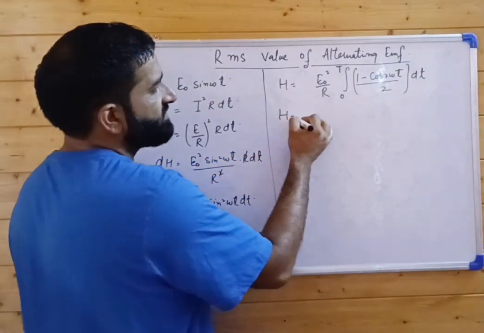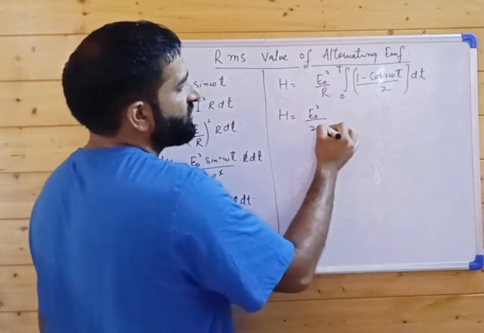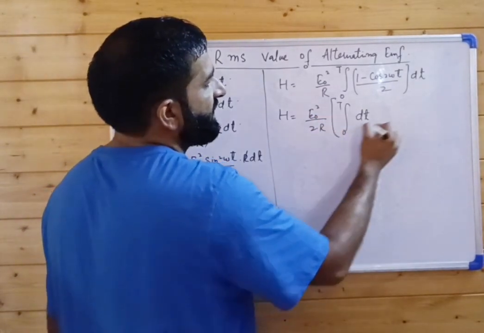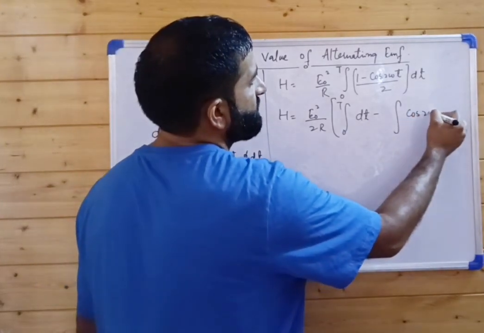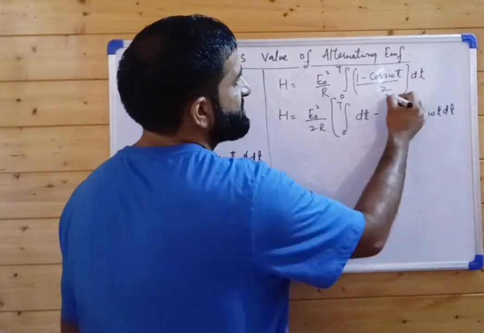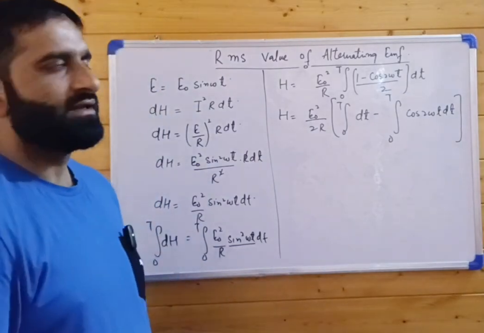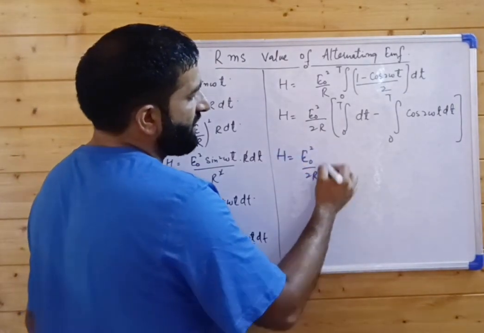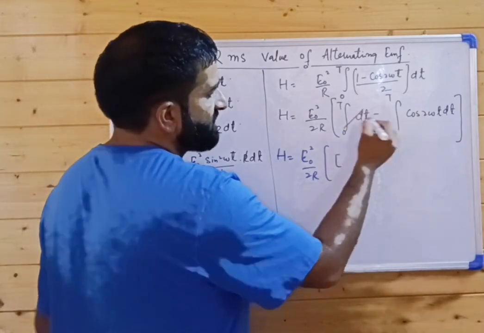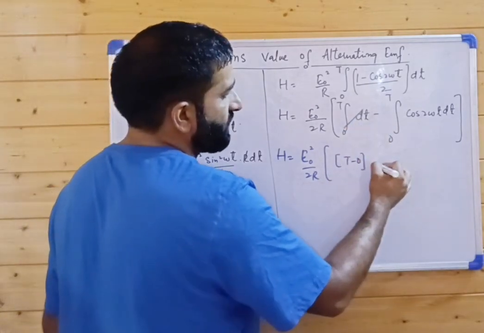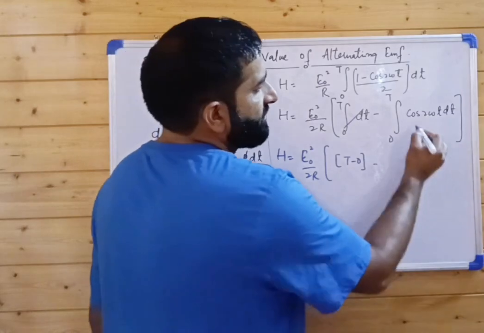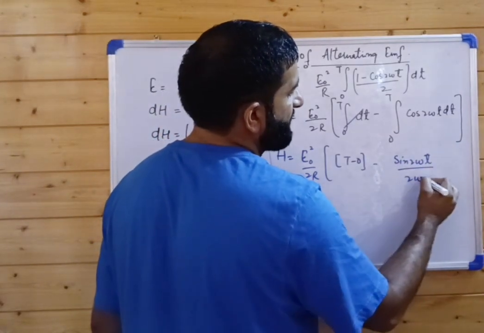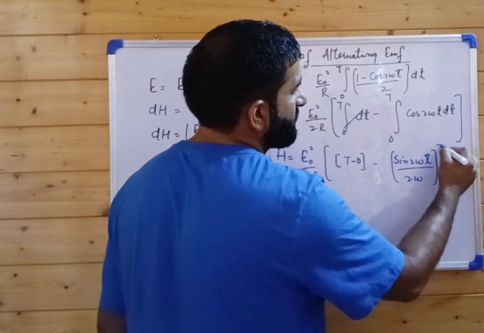Taking 2 out, H comes out to be E0 square divided by 2R, integral from 0 to T of dt, minus the integral of cos of twice omega t dt from 0 to T, as we have already discussed in the current. Now, H comes out to be E0 square divided by 2R, taking this integration first, that comes out to be T, taking the limits, that is T minus 0, minus the integration of cos 2 omega t, which is sine twice omega t, integrated gives 1 by 2 omega, the limits are 0 to T.